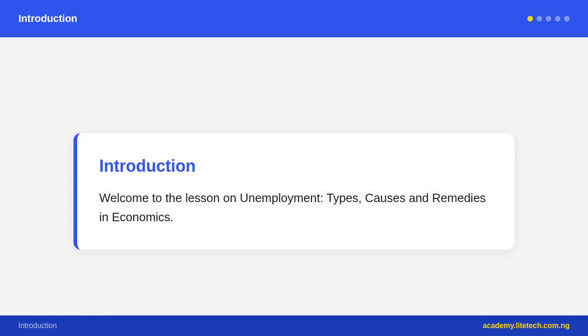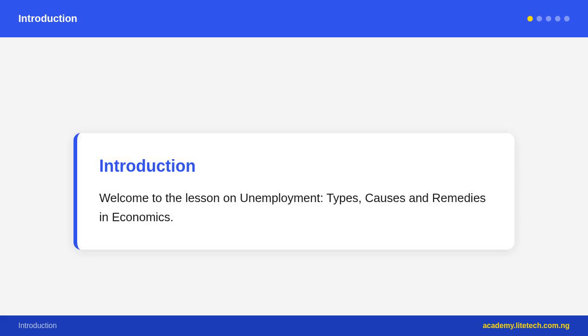Today we study unemployment, one of the most serious economic and social problems facing Nigeria and many developing countries. Unemployment occurs when people who are willing and able to work and are actively seeking employment cannot find jobs. It represents a waste of human resources, lost output for the economy, and personal hardship for individuals and families. Nigeria has one of the highest unemployment rates in Africa.